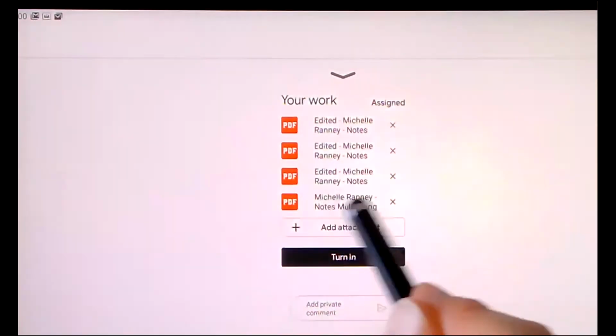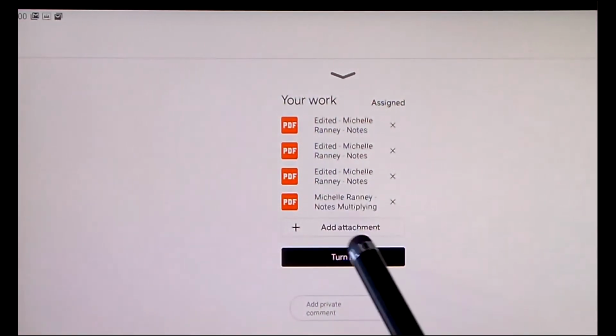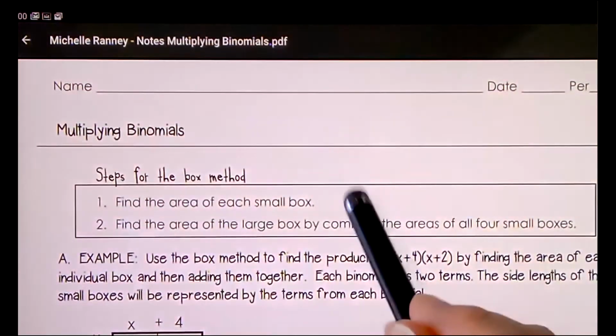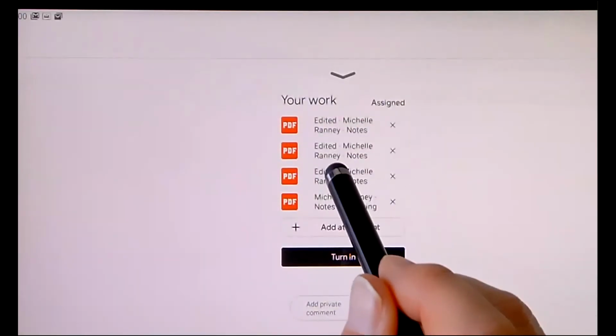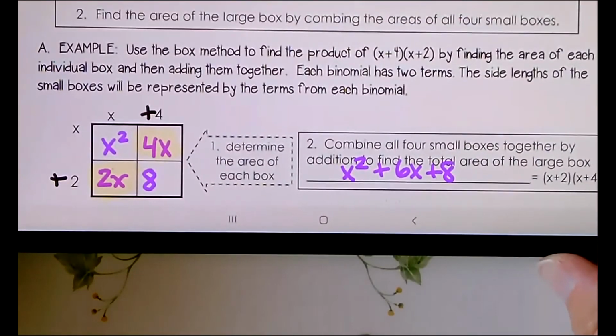Okay. So again, this one here with my name, okay, is going to be the blank one because I always assign one to each of you. So that's the blank one. And then when you click on the edited one, I've done this a couple times for different classes, you'll see that that's the one that has your work.